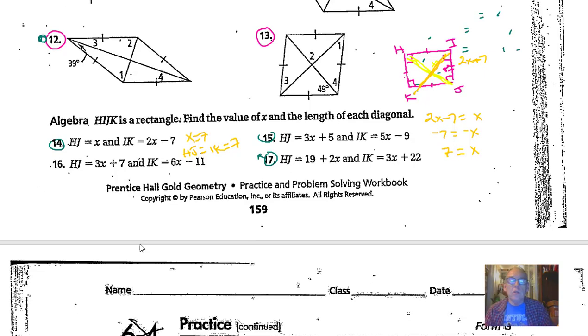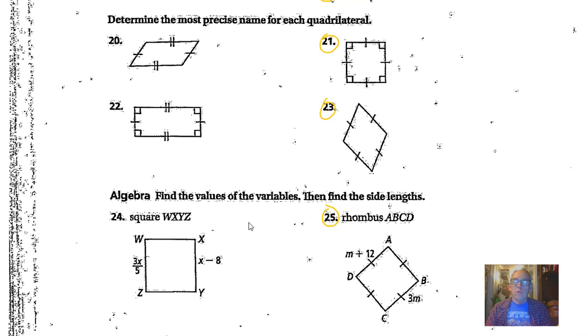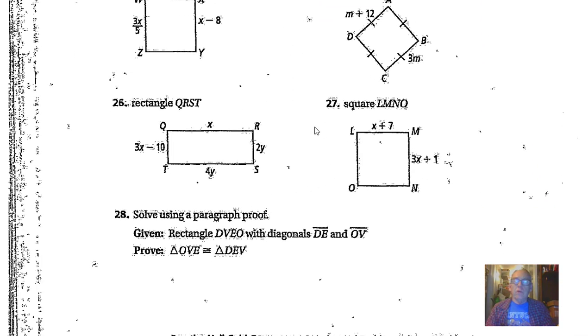Okay, let's continue on. Remember, we still need to do the odd ones on the back side here. Just circle some of these. So these circled ones are the ones, if you want full credit, that you need to do. Let's look at some of these. Let's look at 27 to begin with.